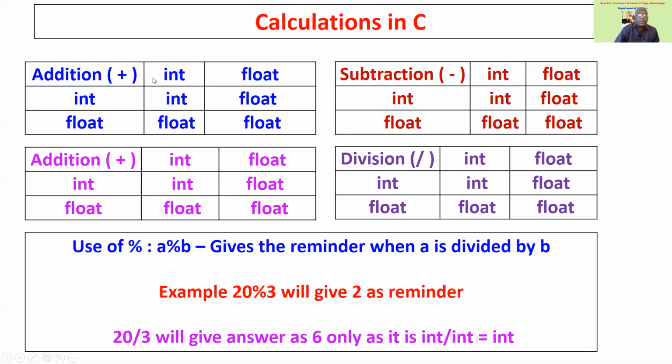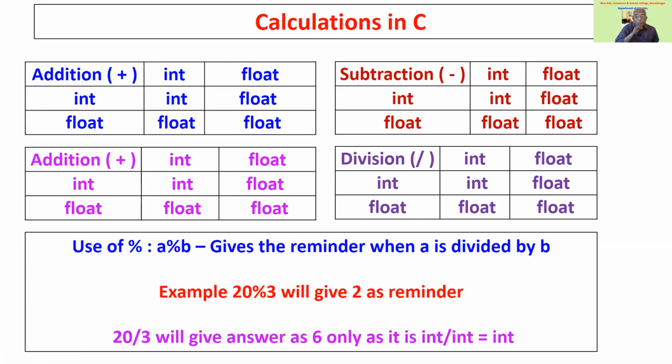If one value is an integer and the other is floating, you will get a floating type of output. If both A and B are float, you will get a float output. Subtraction, same thing. Product, same thing. Multiplication, division, same thing. Okay, so try to understand this.